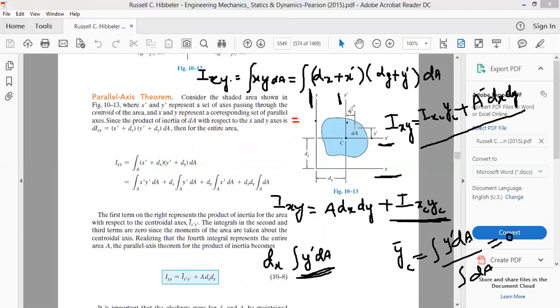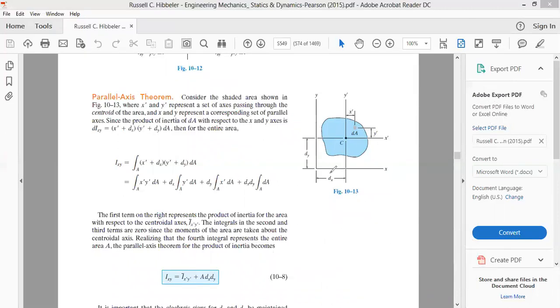So what properties have we defined till now? We have defined the moment of inertia Ix and Iy. We have defined the property like the product of inertia Ixy, and we have defined the parallel axis theorem for the moment of inertia and the parallel axis theorem for the product of inertia. In the next class, we'll be solving a few questions. So we end here today.